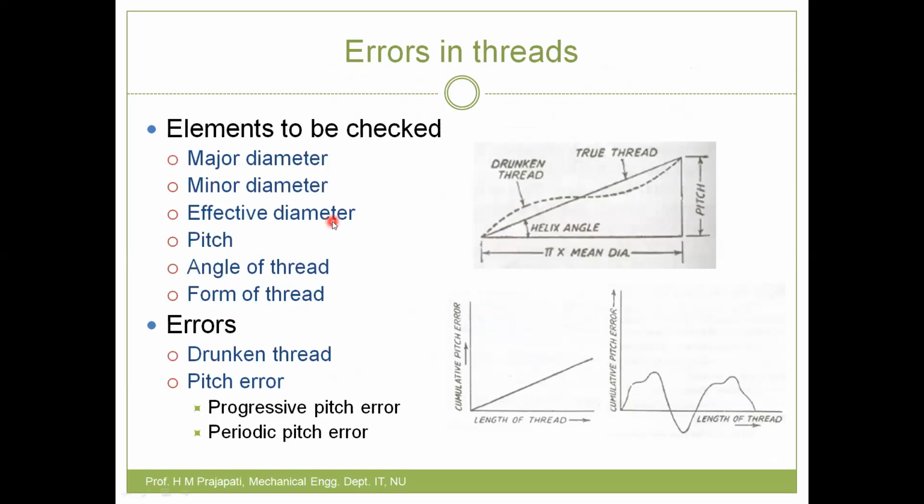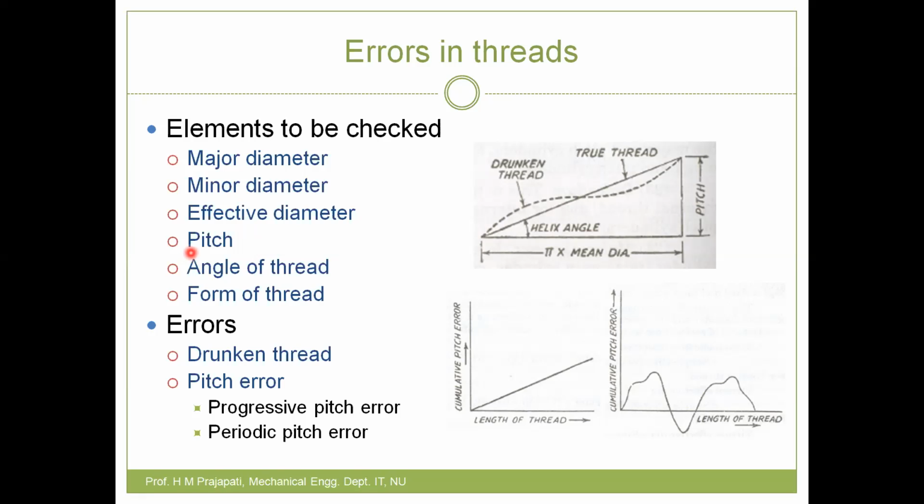Now, elements to be checked. As I told you, we'll be measuring major diameter, minor diameter, and effective diameter. That diameter of the cylinder which is tangent to the pitch line is called the pitch diameter, effective diameter, or mean diameter. These are all the same. So for screw thread metrology, we will be measuring these three diameters.